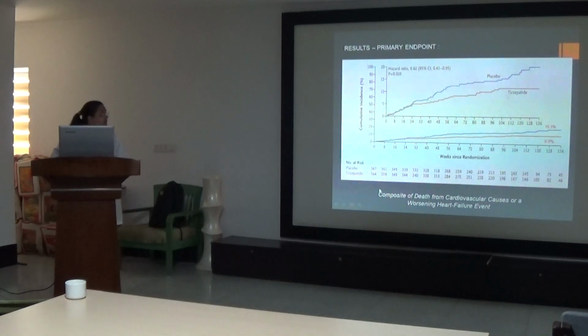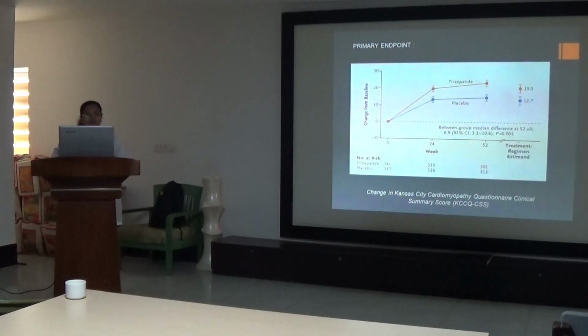The results, the primary endpoint, the incidence of cardiovascular death or worsening heart failure was 9.9% in the Tirzepatide group, 15.3% in placebo. The hazard ratio came out to be 0.62, so basically a 38% reduction in the chances of having worsening heart failure was seen in Tirzepatide, and it was p-value significant. So this was the first primary endpoint. The second primary endpoint was change from baseline of the KCCQ score. Tirzepatide had a 19% change in the score compared to placebo, which was 12.7%.